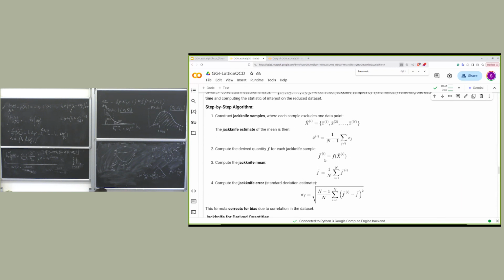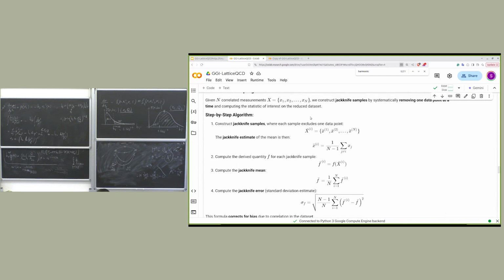You can also use bootstrap. I don't know if you're familiar with bootstrap, but jackknife is equivalent. And the idea is the following. Instead of having a sample of a correlator, what we want to create now are samples of the mean. So we don't want to sample the correlator, but we want to sample the average of the correlator. An effective way of sampling the average is by summing over all possible data apart from one.